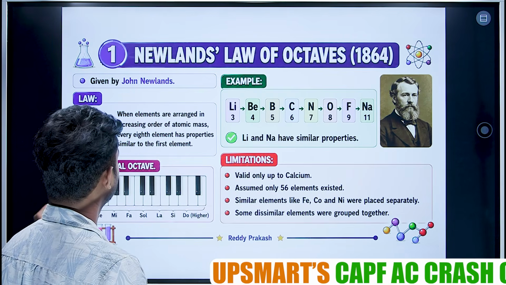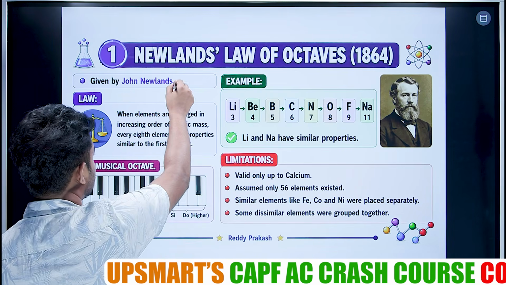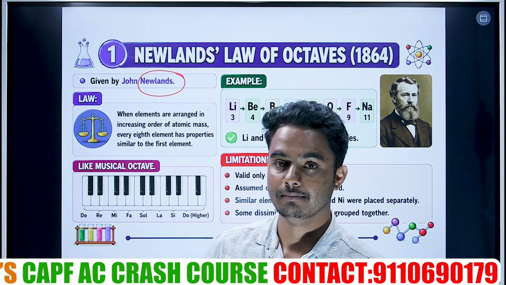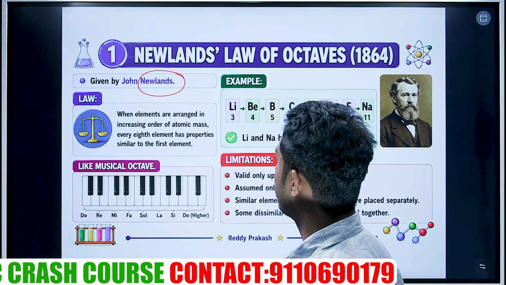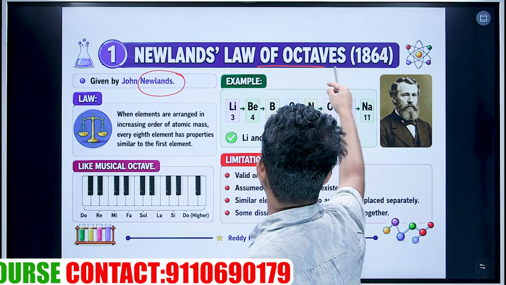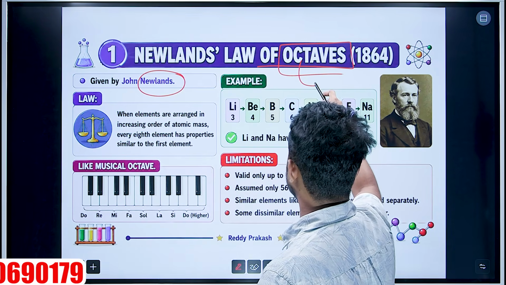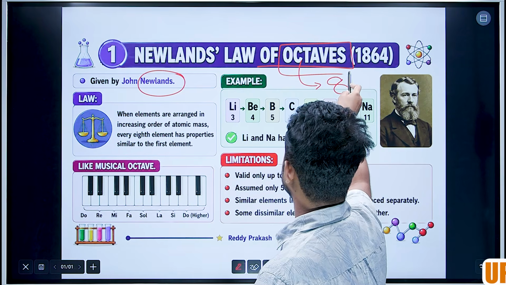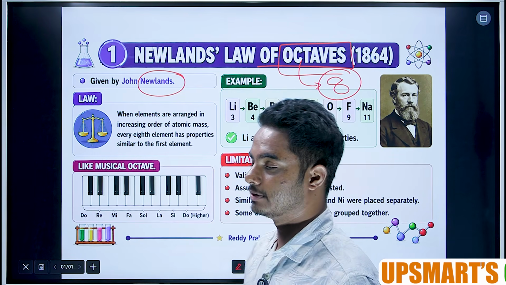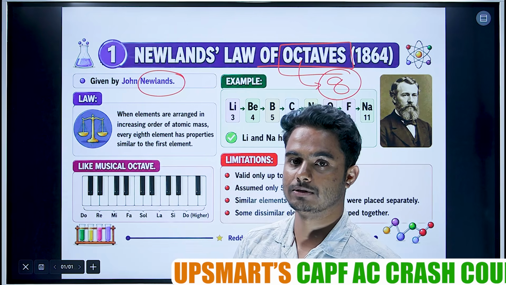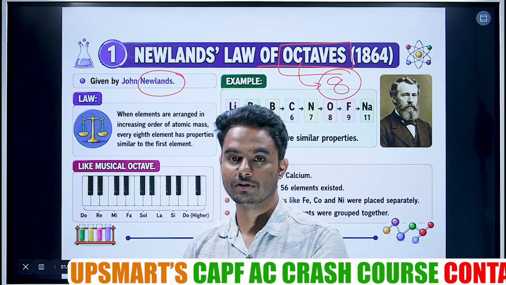Second one. There was someone called Newland. What Newland? Newland's law of octaves. Octave means octagon, 8. He grouped 8 elements. Newland gave the octave law. Octave means 8 elements. Now we'll see what he is telling with the 8 elements.